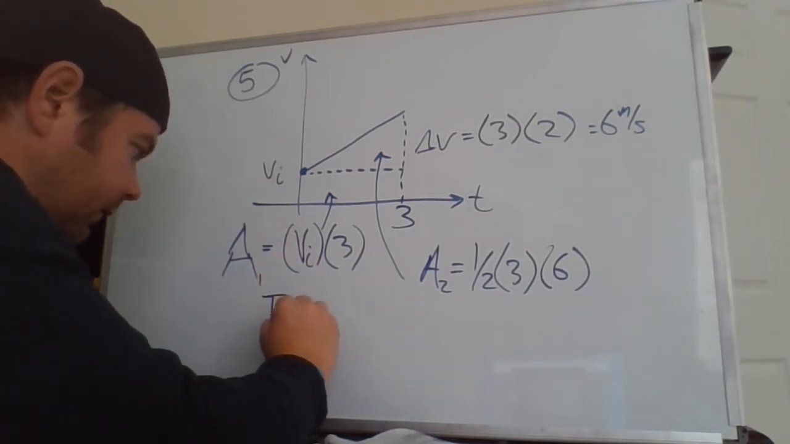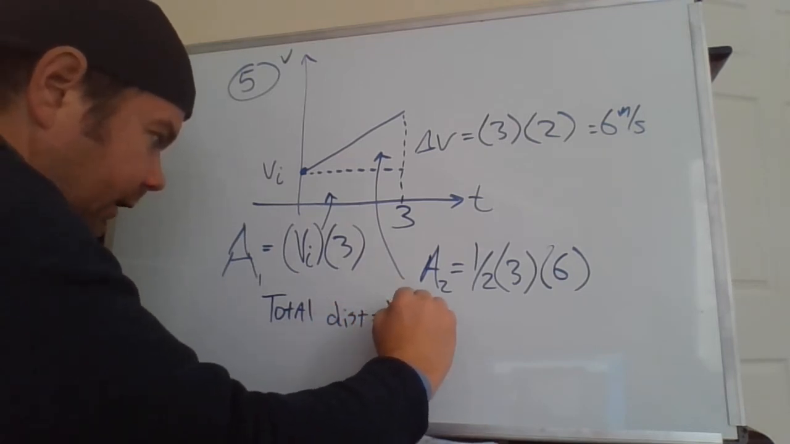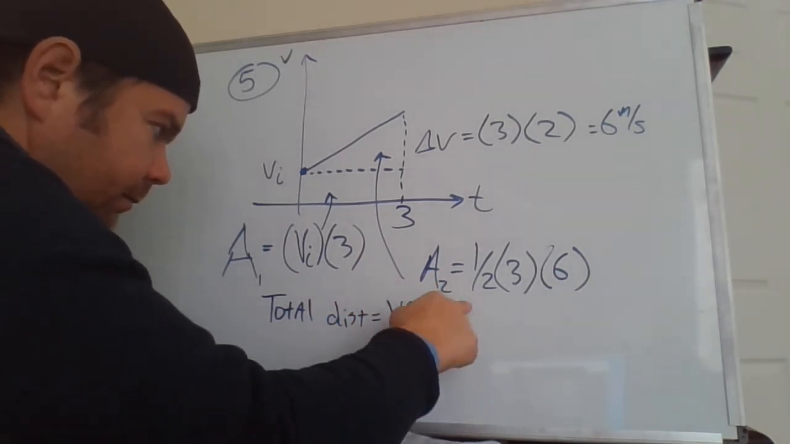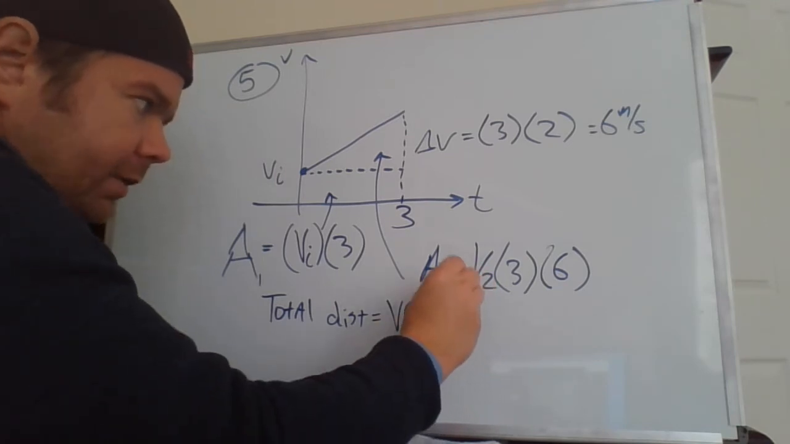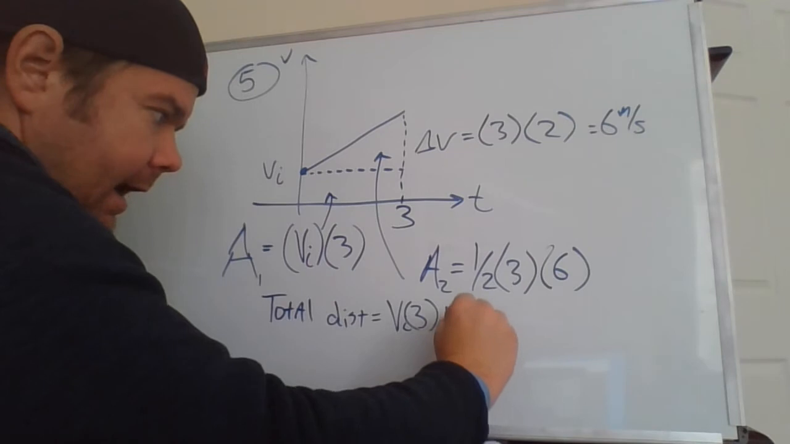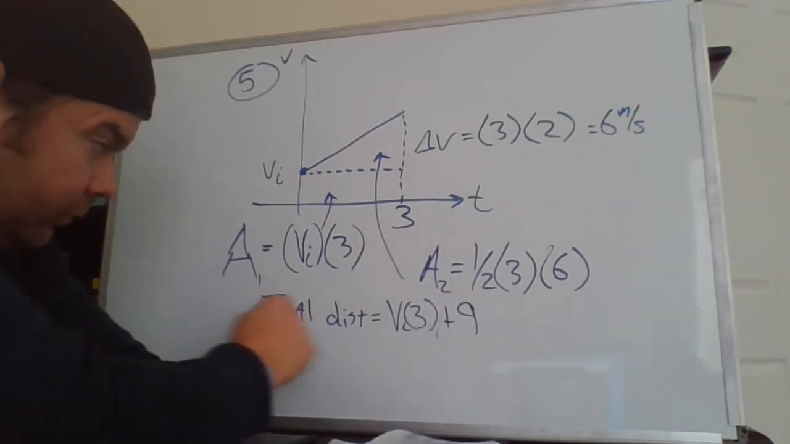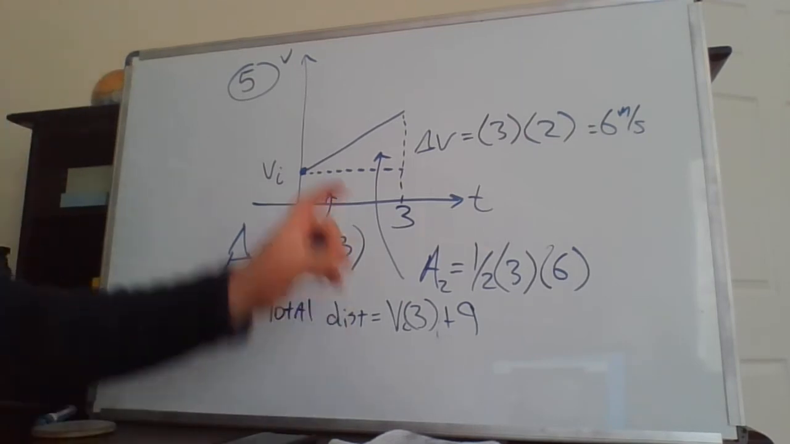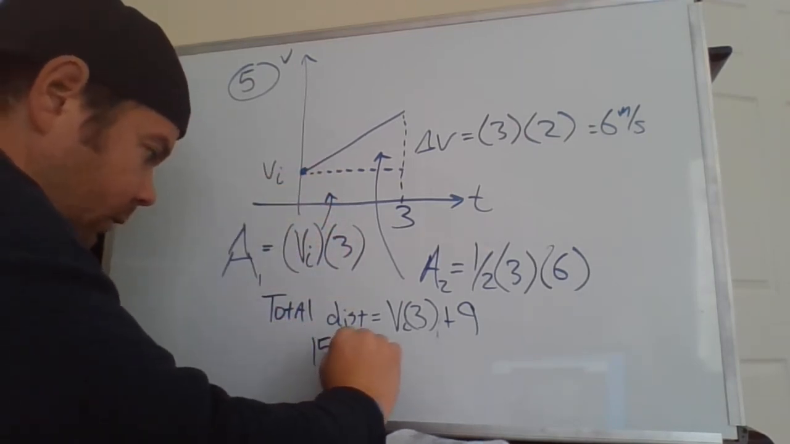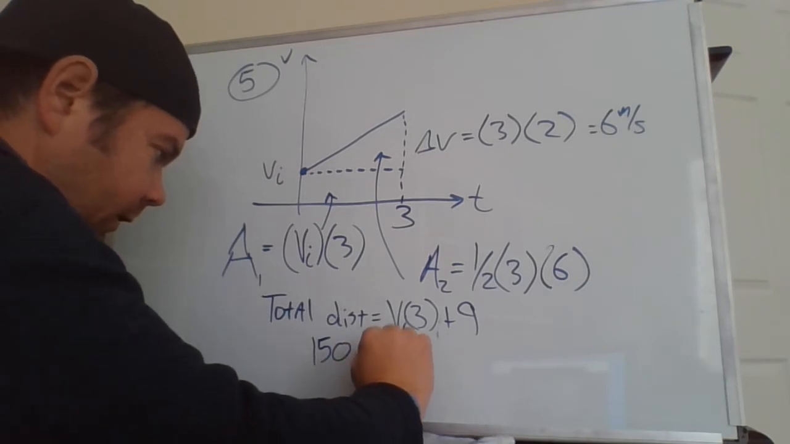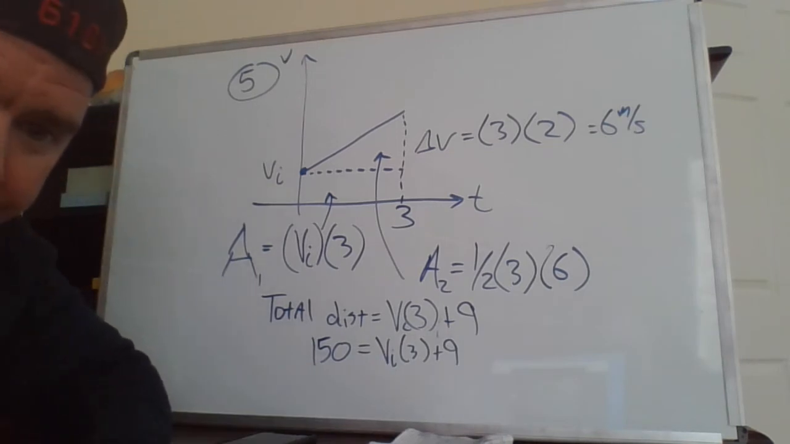Total distance equals the initial velocity times 3 plus 1/2 times 3 times 6, which is 9, right? But I know the total distance, right? I know the total distance here because it says it travels 150 meters. So 150 equals initial velocity times 3 plus 9.